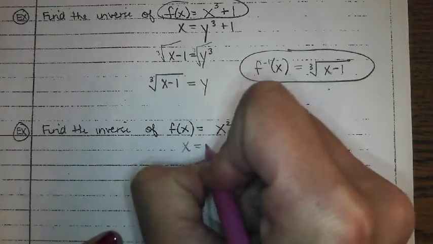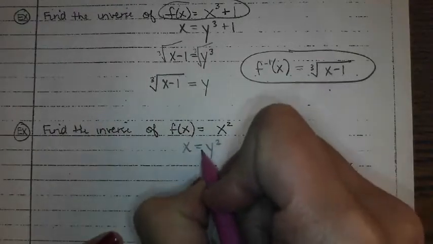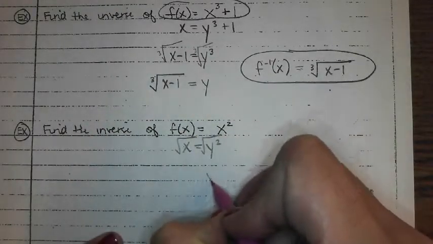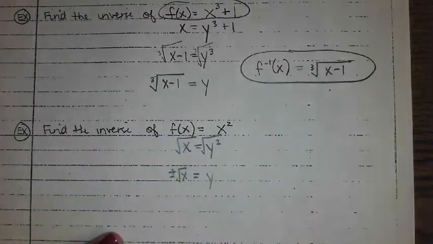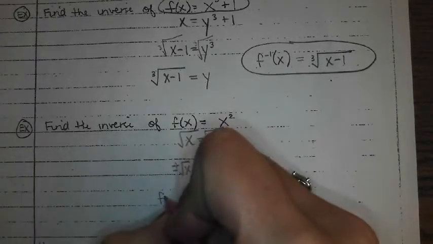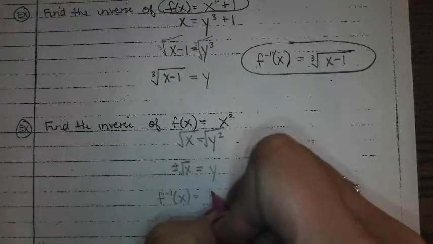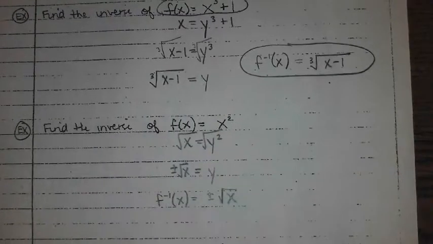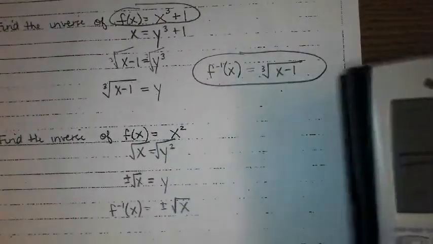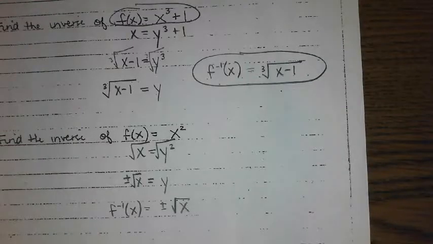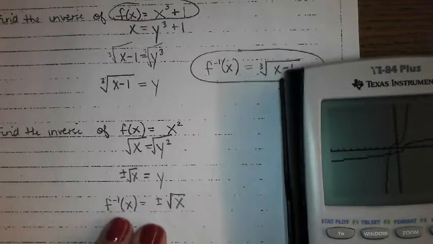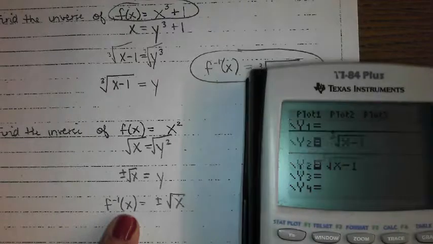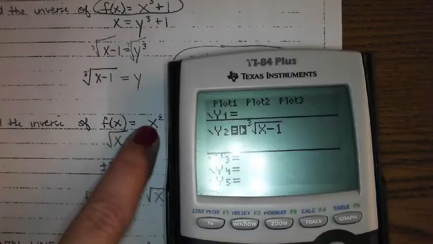So writing an inverse, x equals y squared, square root of both sides. So y equals, this is where we do need that plus or minus root x. So the inverse of y equals x squared is y equals plus or minus root x. So what's different about this one? This is not a function, correct? Because the original was a function, that's just a parabola.